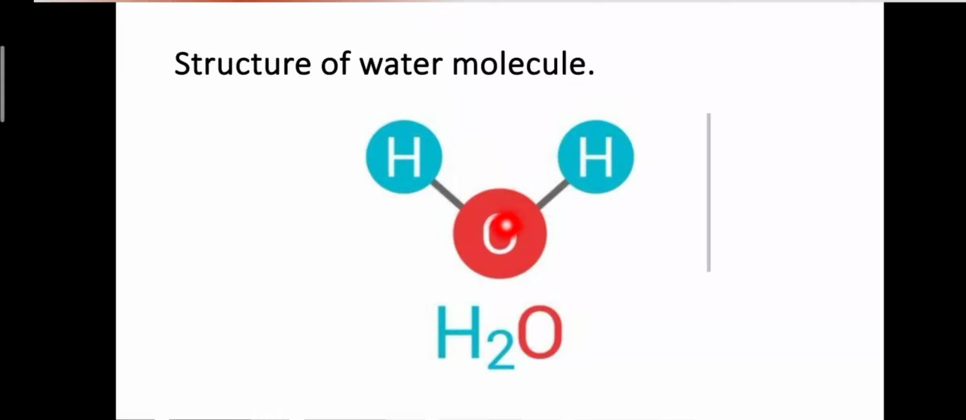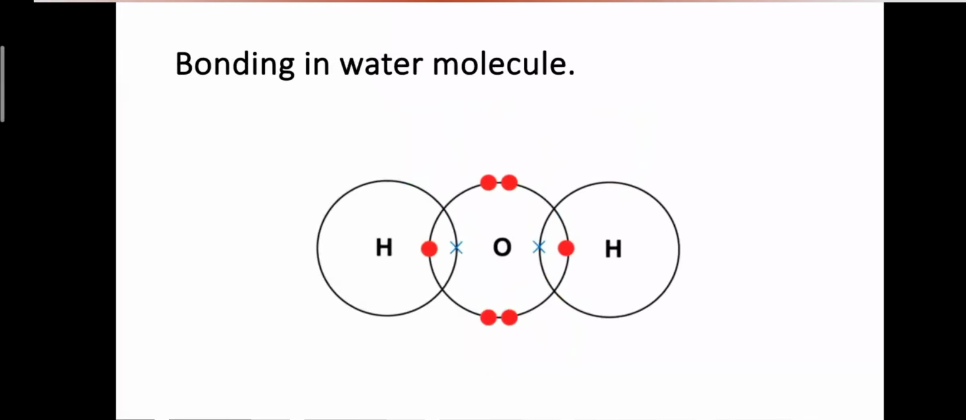In a water molecule, the valency of oxygen is 2. So oxygen forms 2 bonds with hydrogen atoms, and the valency of hydrogen is only 1. So hydrogen forms only one bond with the oxygen atom. Each hydrogen atom forms a single bond with the oxygen atom in the water molecule. This is the bonding of the water molecule.